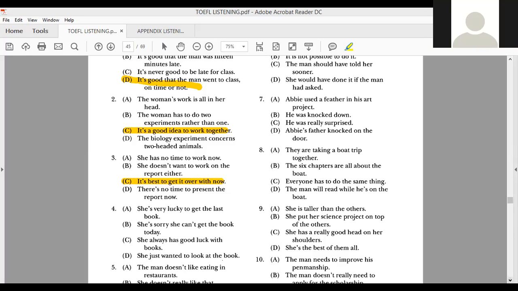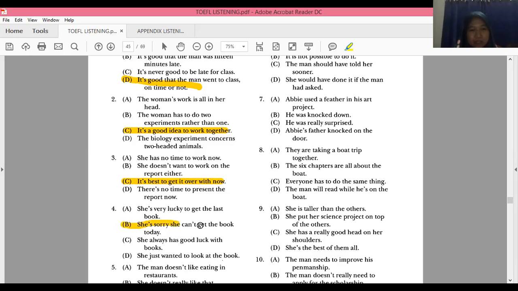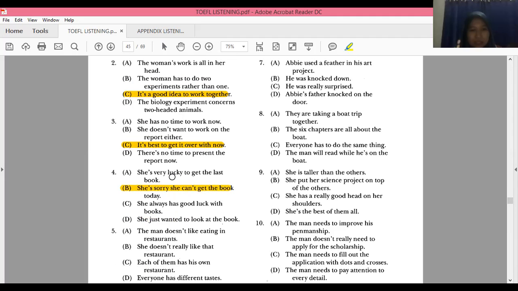Delta, maybe. Delta, she just wants to look at the book. It is B. She's sorry she can't get the book today. She is very lucky to get the last book. No, it is the man who got the last book. Kalau di bahasa Indonesia kayaknya belum pernah dengar. Kalau di bahasa Jawa kayak ada yang bilang bejoku. Padahal dia nggak lucky hari itu, tapi ya wes bejoku. Just my luck.